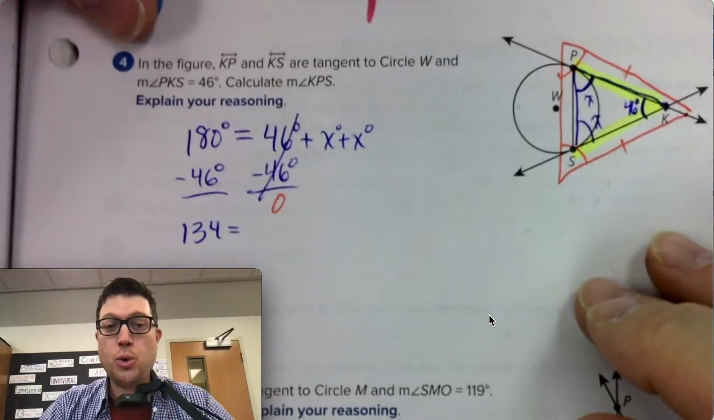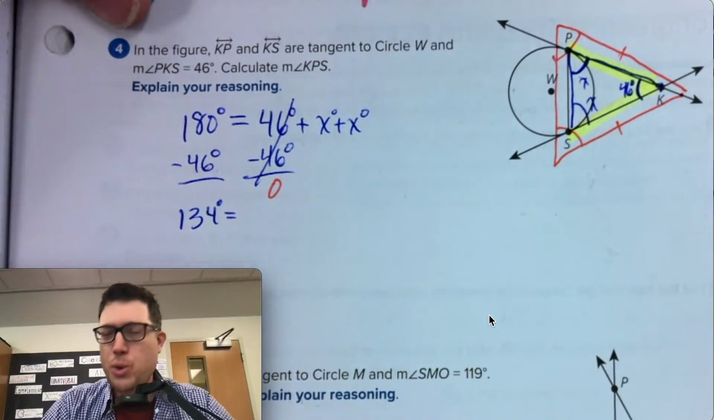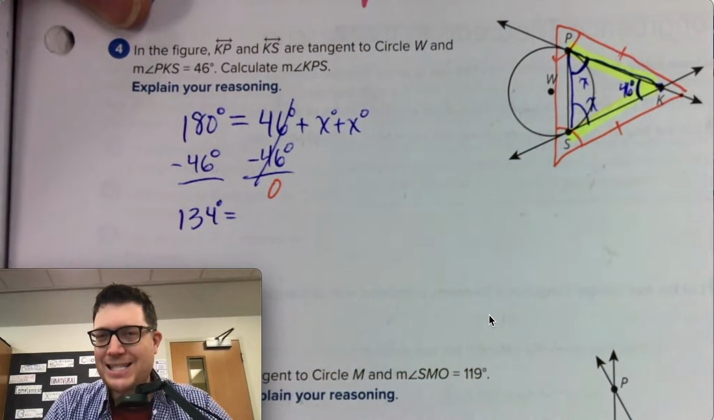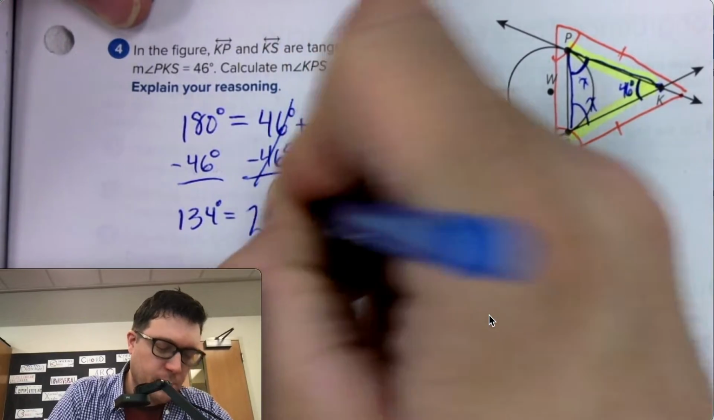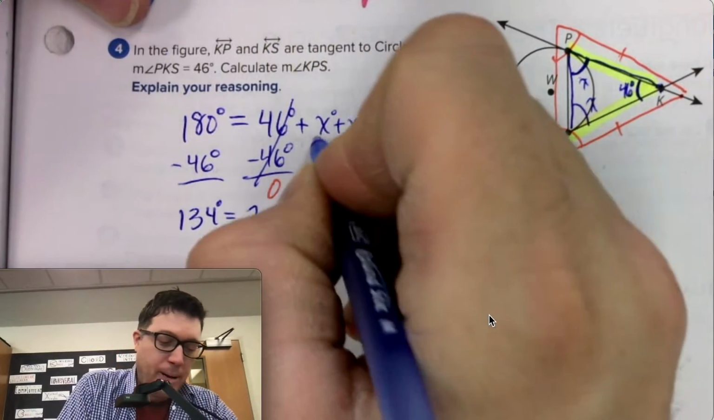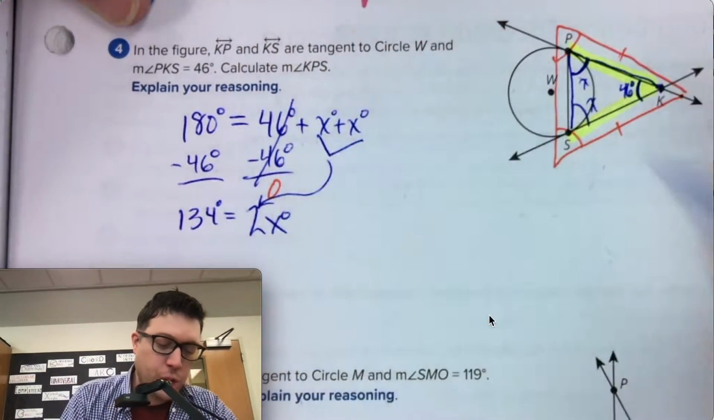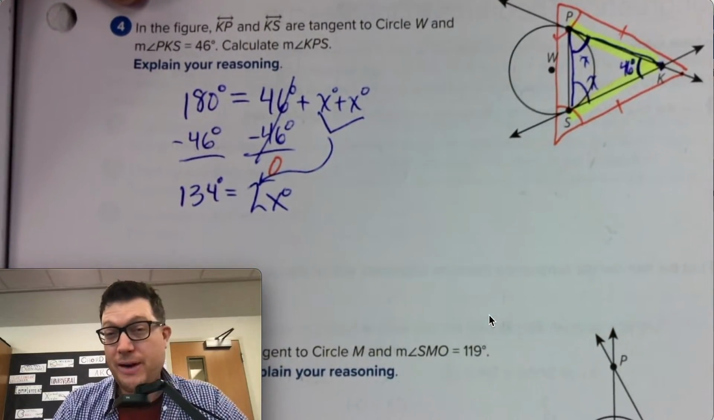But it equals 2x, right? It's a degrees. It equals 2x. X plus x is 2x. So I'm going to combine like terms. I'm combining the x's to make a 2. And now I'm going to do my last step. I'm going to divide by 2.